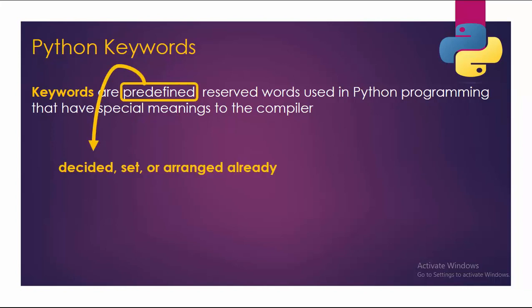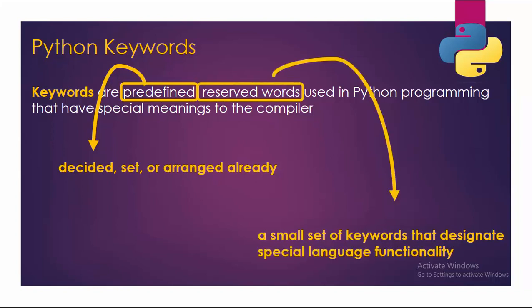Predefined means decided, set or arranged already. To simplify this, just take an example of a classroom. What comes to mind? Teacher, student, chairs, table, whiteboard, etc. So these things are predefined to a classroom. Same is the case with keywords for Python.